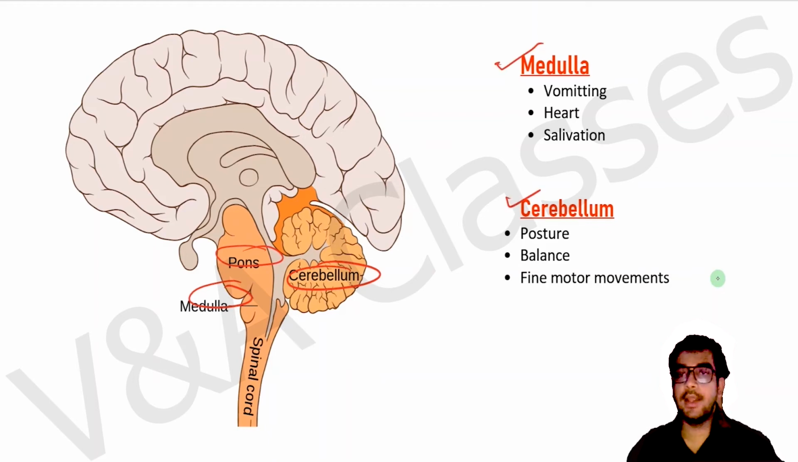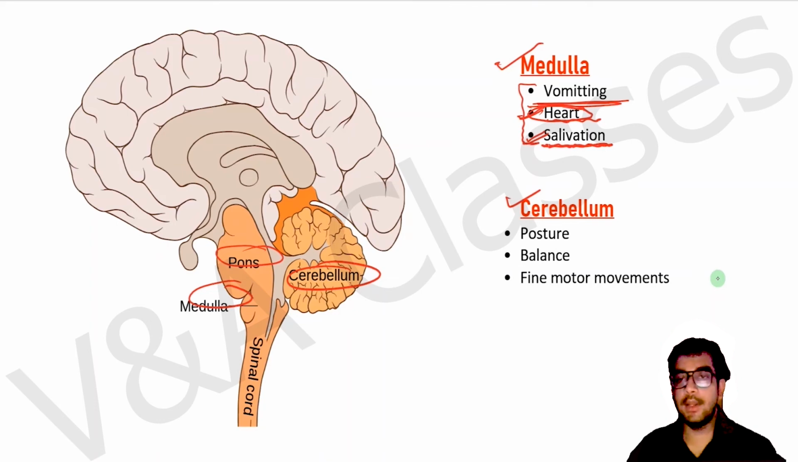So medulla is concerned with vomiting. So vomiting center is located in the medulla. Second important function of medulla is the regulation of heart. And the third important function that you need to remember about medulla is the salivation. Okay, production of saliva is in control of the medulla. These are the three functions that you need to remember about medulla.